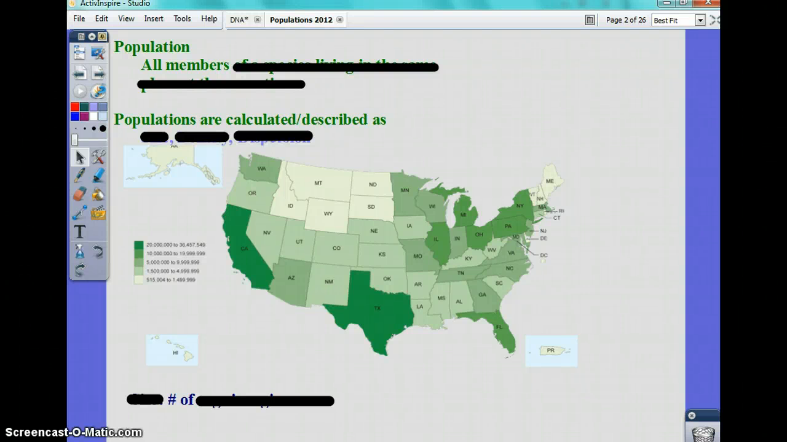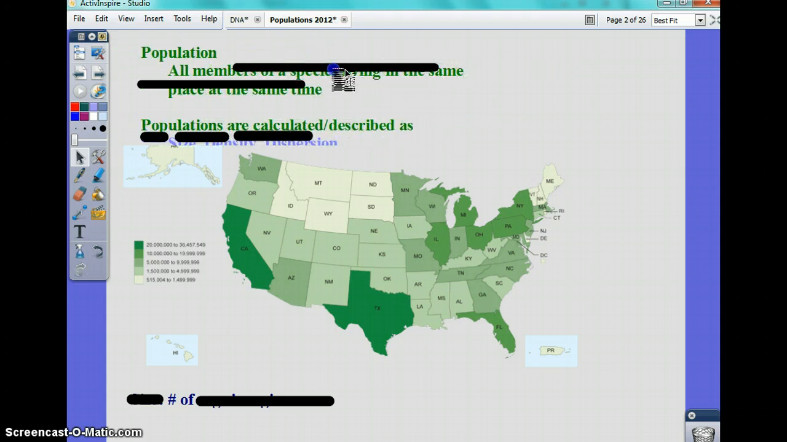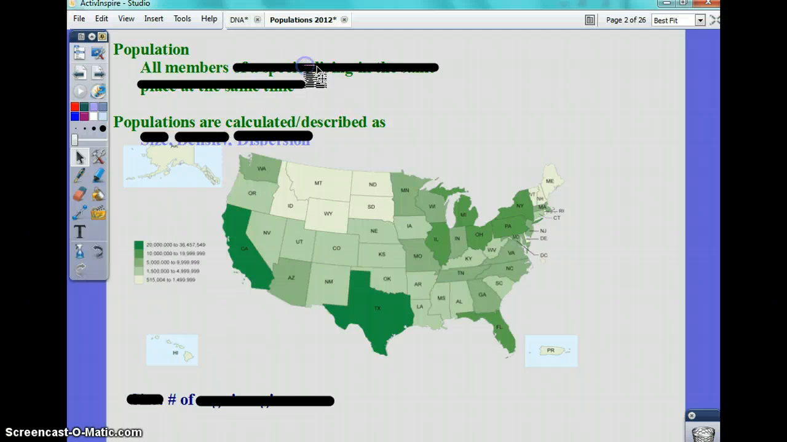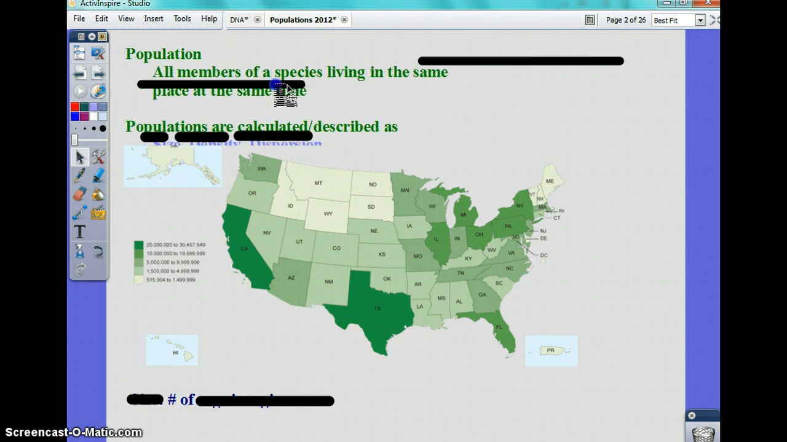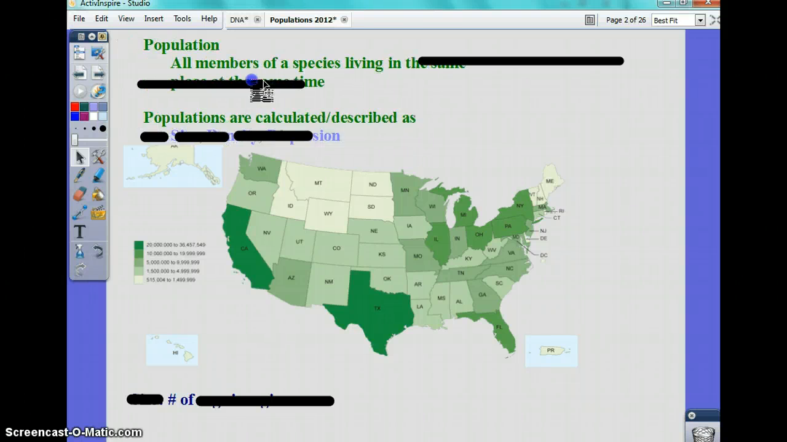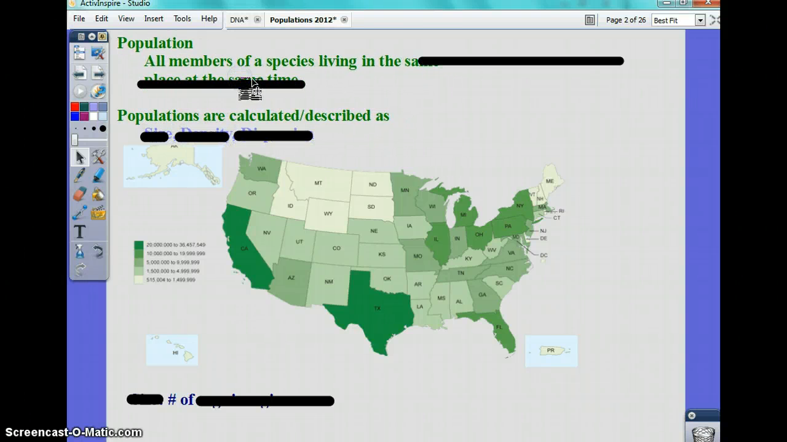So who can tell me what the definition of a population is? A group of... think of what's before it in your orders of organization. A group of species living together in a given area at a specific time. Members of what? So we are going to calculate populations in this unit.